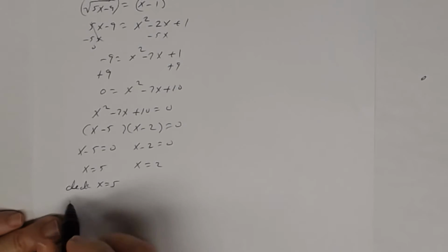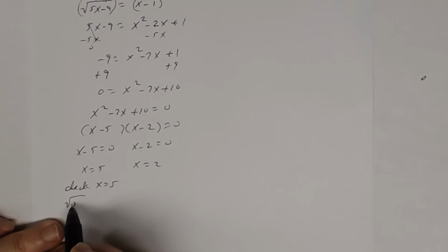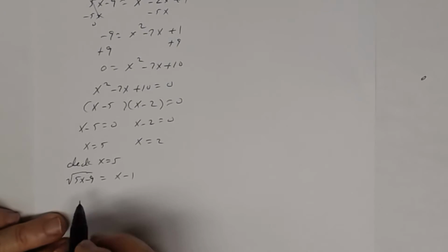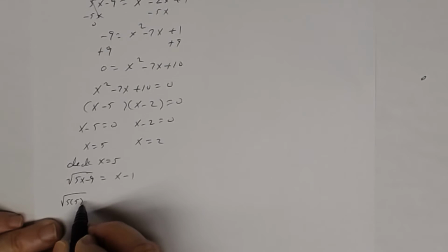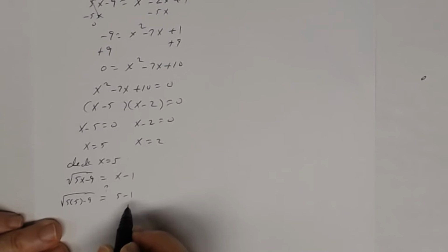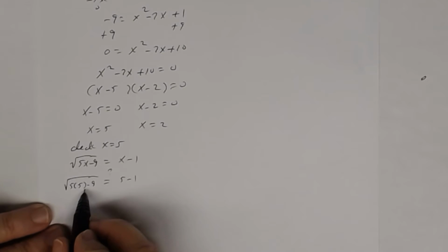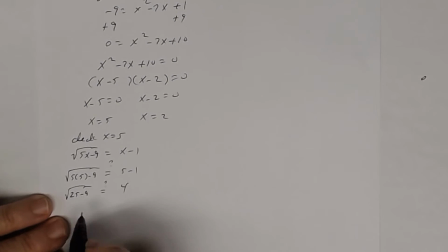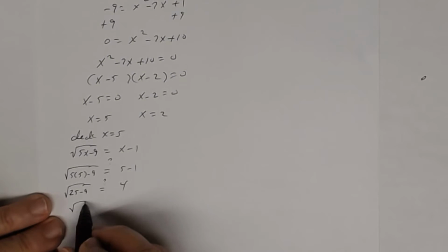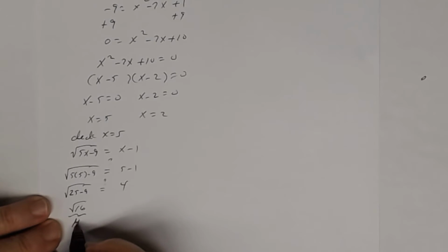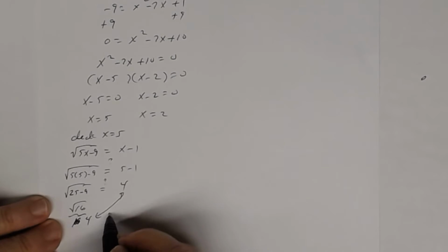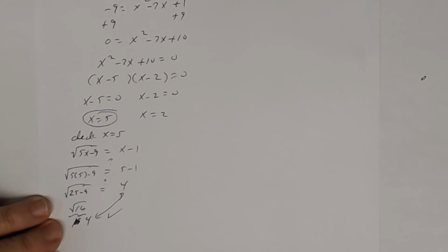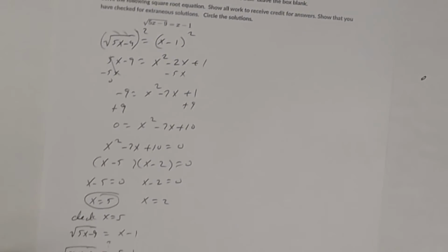Alright, so here's the original. So the original is the square root of 5x minus 9 equal x minus 1. So in place of x, I'm going to substitute 5. So you have the square root of 5 times 5 minus 9, and I want to see if that's going to equal 5 minus 1. 5 times 5 is 25, and so I get the square root of 25 minus 9, and I want to see if that's going to equal 4. Well, 25 minus 9 is 16, right? So it becomes the square root of 16, and the square root of 16 is 4, and 4 does equal 4. So this is a solution. So this proposed solution is actually a solution to the original equation.